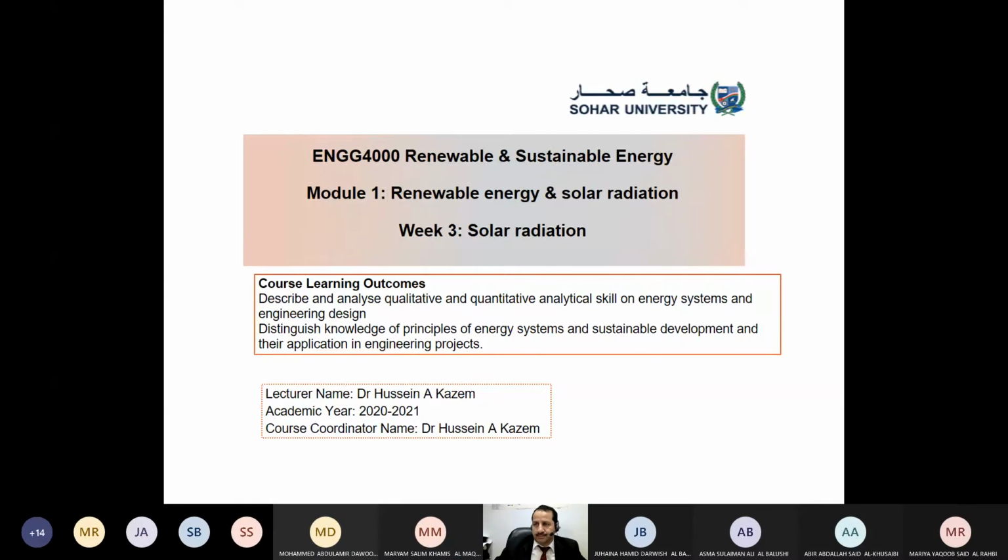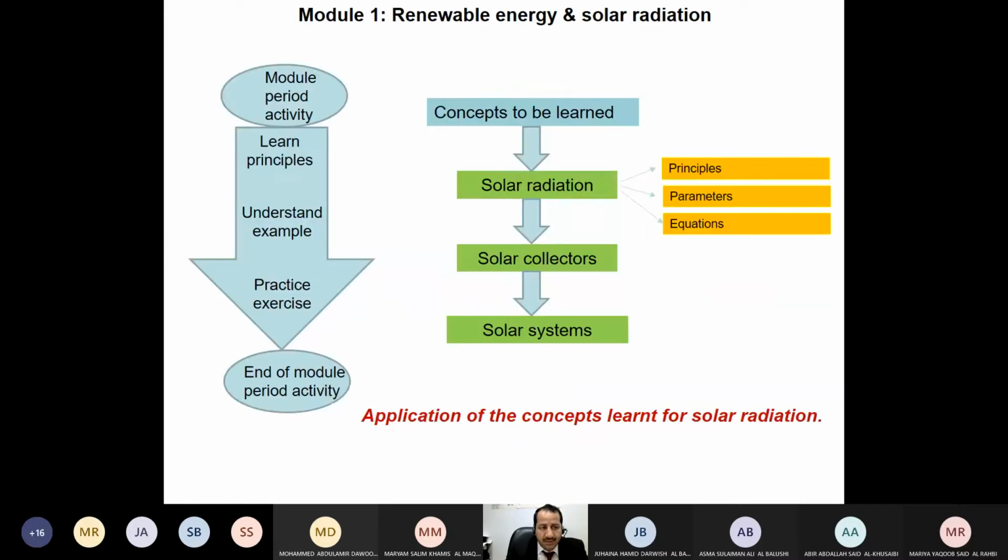Okay. Sorry. We're still in module number 3, renewable energy and solar radiation. Today I will start with solar radiation: starting from the principles, concepts, parameters, equations, and so on. Then we will move to the solar collector and then the solar system. We will solve different problems related to the equations we are going to deal with. Also in the tutorial, you are going to see something similar and solve problems.